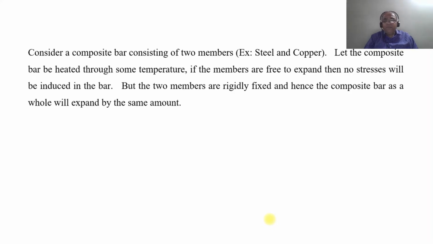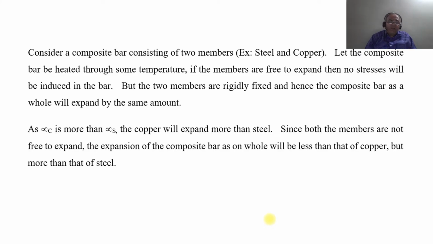But the two members are rigidly fixed, and hence the composite bar as a whole will expand by the same amount. As alpha C is more than alpha S, that is, the coefficient of thermal expansion of copper is more than that of steel, the copper will expand more freely than the steel. Since both members are not free to expand, the expansion of the composite bar as a whole will be less than that of copper, but more than that of steel.